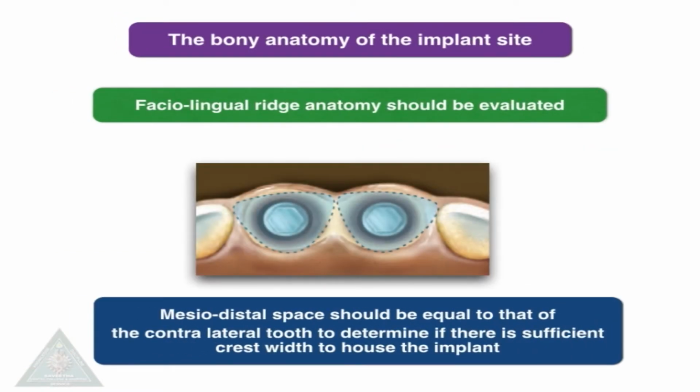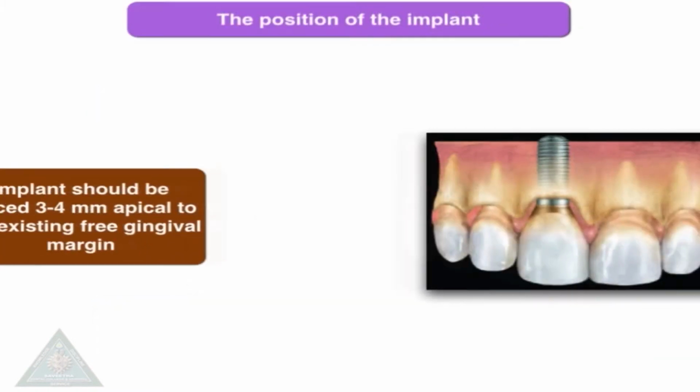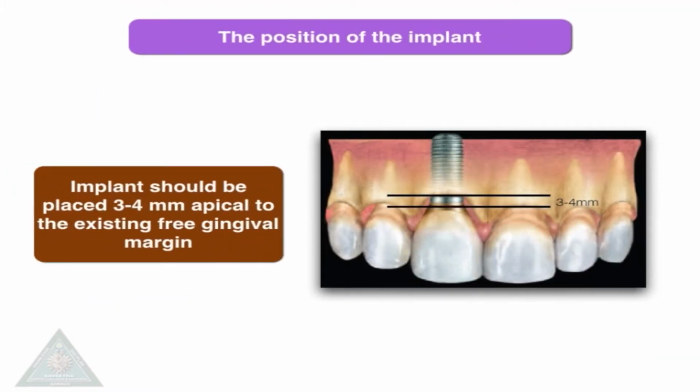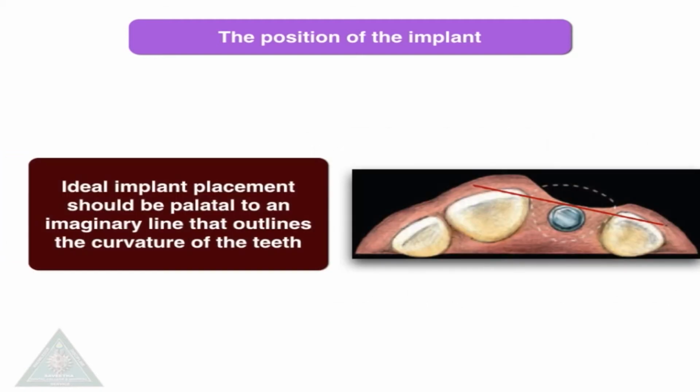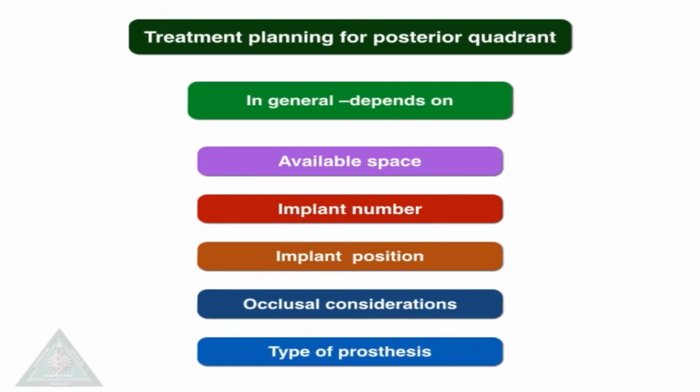The bony anatomy of the implant site. The facial-lingual bridge anatomy should be evaluated, and the mesiodistal space should be equal to that of the contralateral tooth to determine if there is sufficient crest width to house the implant. The implant should be placed 3 to 4 mm apical to the existing free gingival margin, as shown in the diagram. Then ideal implant placement should be palatal to an imaginary line that outlines the curvature of the tooth.